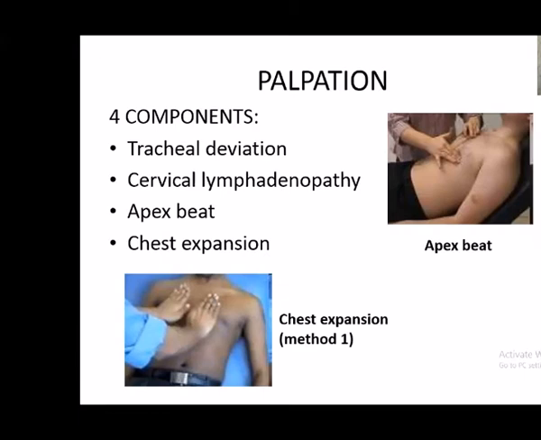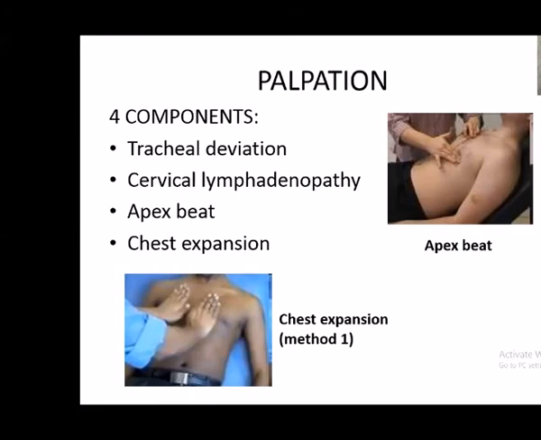Once you are on the foot end, you bend down, bring your eyes to the level of the chest, and ask the patient to take one or two deep breaths so that you can observe whether the two sides of the chest are moving equally or not, because this can only be inspected from the foot end. The two sides are moving equally or not. So it will give you a very good idea where the abnormality lies.